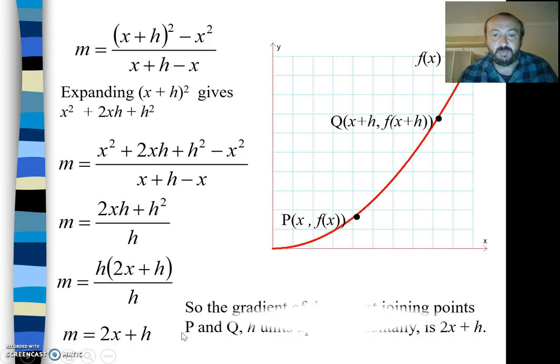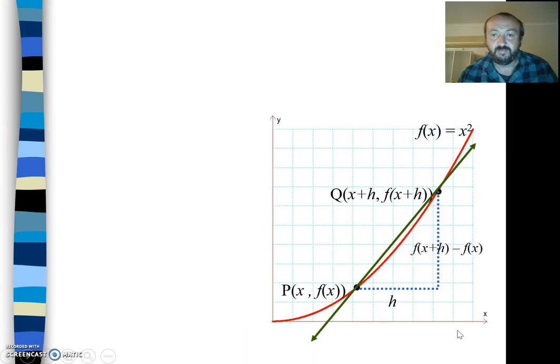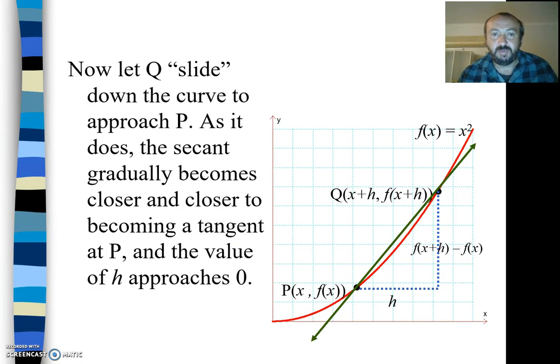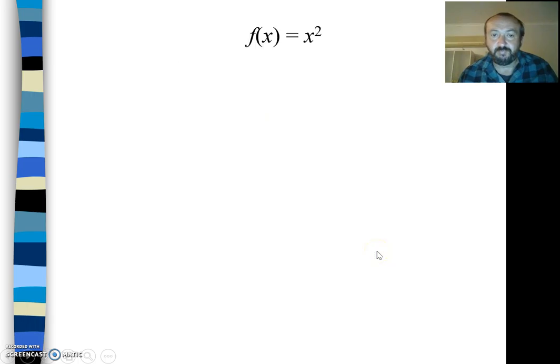Now we're going to use the limit. So the gradient of the secant joining these two points, P and Q, h units apart horizontally, is 2x plus h. Now let the point Q slide down the curve to approach P. So now imagine that we're going to bring this down here, all the way down, and all the time calculating m.